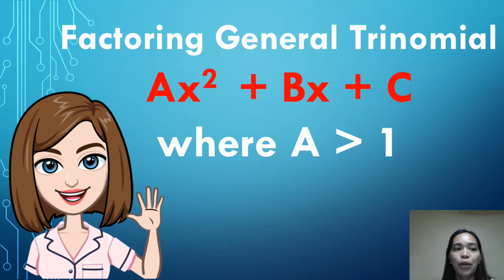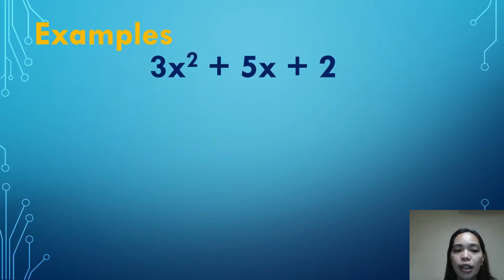Hi everyone, our next lesson is about factoring general trinomials in the form ax squared plus bx plus c, where a is greater than 1. That means that the value of a is greater than 1. Examples are 3x squared plus 5x plus 2. The value of a is 3 and that is greater than 1.